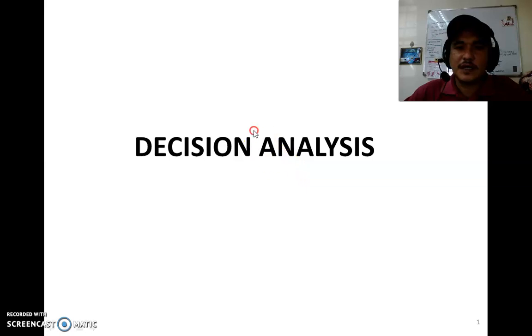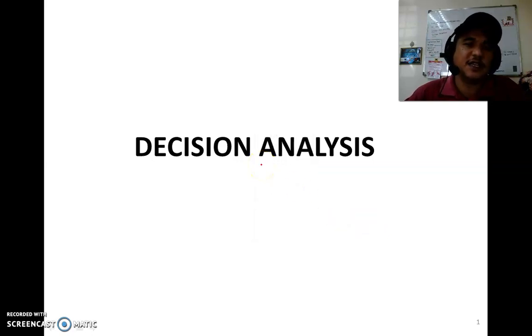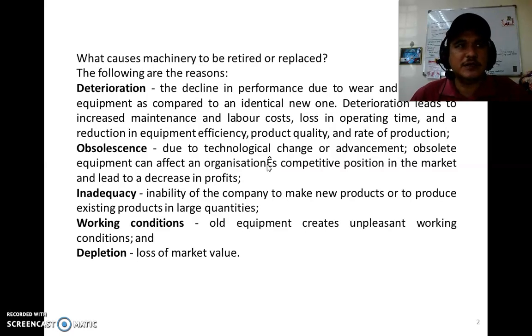Decision analysis is about when we have to make some decision. So what is the first criteria we need to analyze? If you are working as a process engineer, product engineer, equipment engineer, or manufacturing engineer, you will face a situation where we want to do machine replacement. Why do we need to do a machine replacement? We have 5 factors.